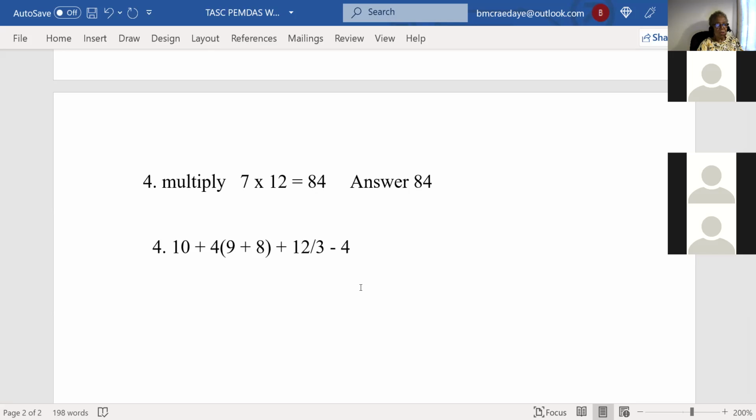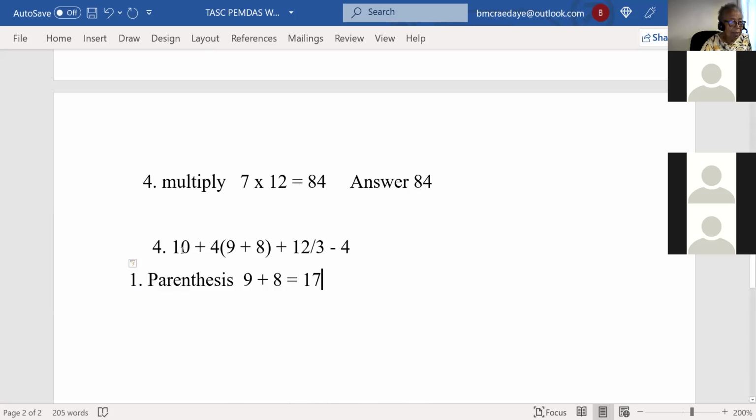Add 9 and 8. That's one, right. That's in parentheses. So we're going to add 9 and 8. Okay. So that's your first step. And that's parentheses. And in parentheses, you have 9 plus 8 equals 17. All right. So that's your first step.